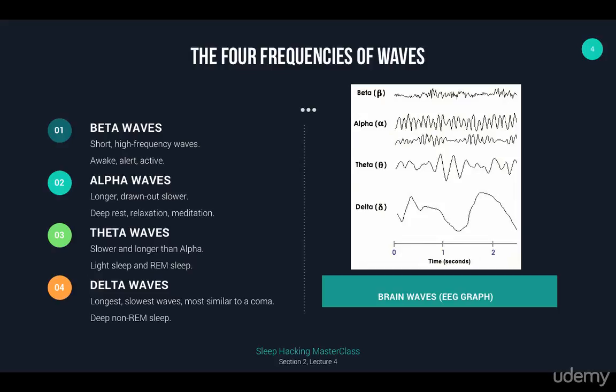If you ever go from delta straight back to beta, you're going to feel really strange, really groggy, dizzy for a while. It's going to take a while to catch up because you jump from deep non-REM sleep to high-frequency beta waves so quickly.